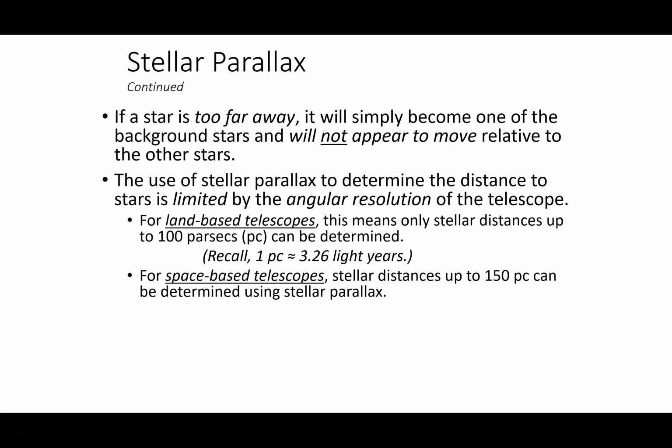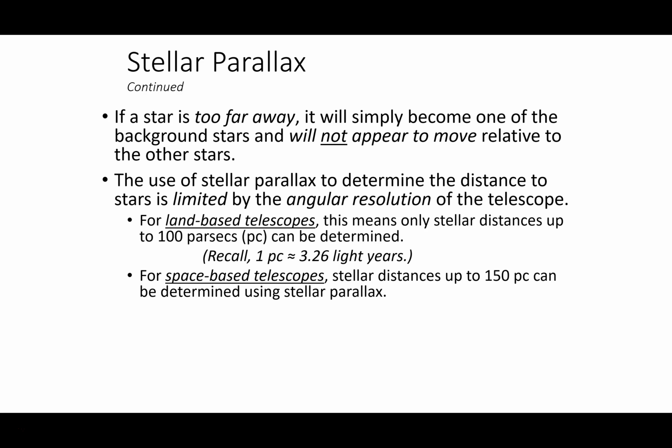If you have a telescope on Earth, or if you have a telescope like the Hubble Space Telescope that's orbiting Earth? The Hubble Space Telescope, yeah. It's got better angular resolution. So angular resolution-wise, we can actually see stars that are a distance up to 150 parsecs.